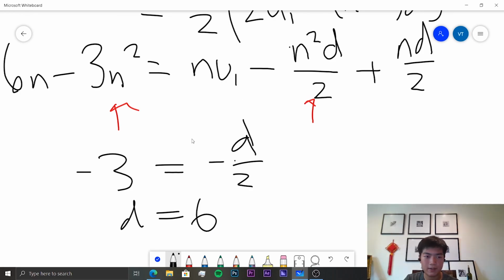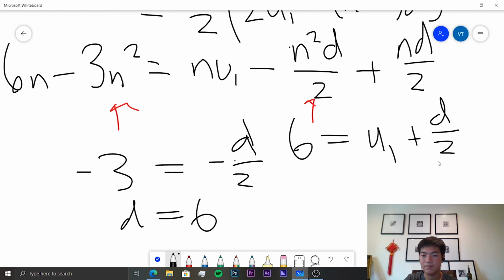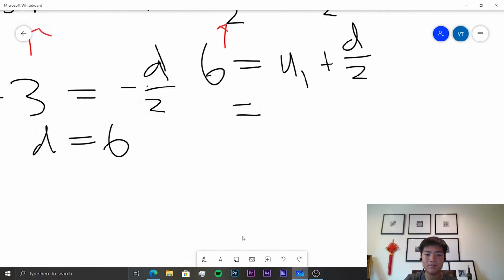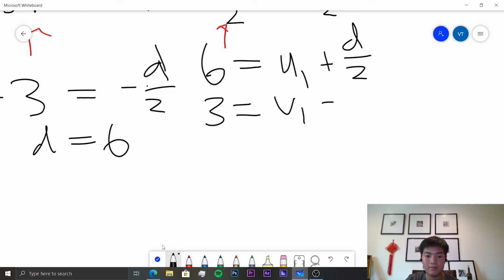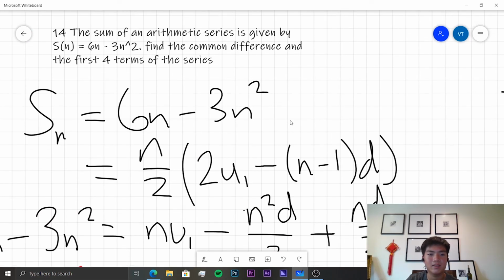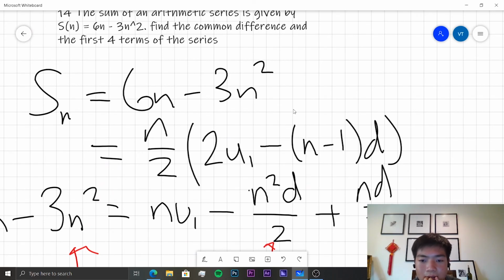And so finally, we need to find the first term. So we have 6 is equal to the first term plus the common difference divided by 2. And since we know that the common difference divided by 2 is 3, we should have the first term is also equal to 3, which is a bit odd. Am I sure I got this correct?